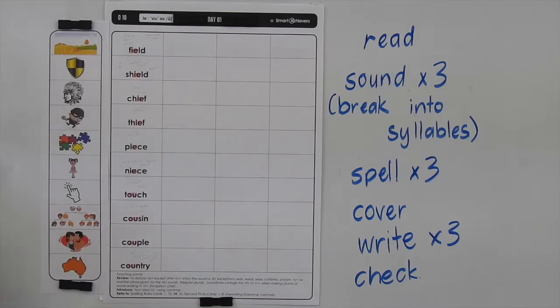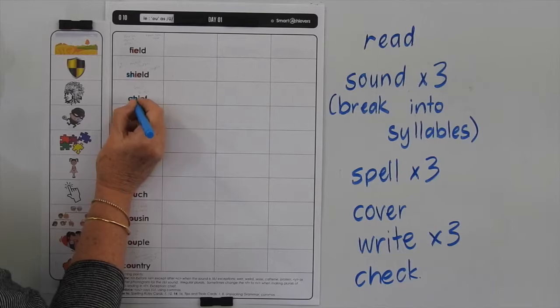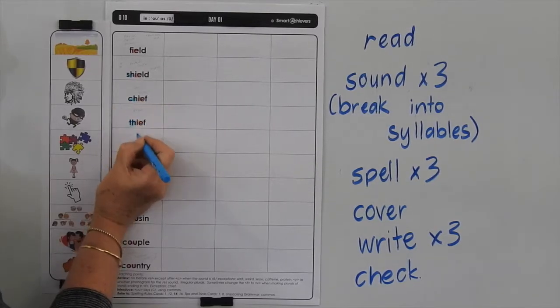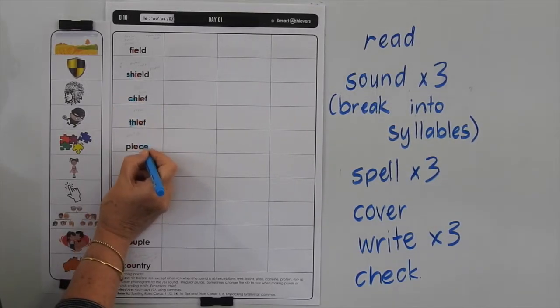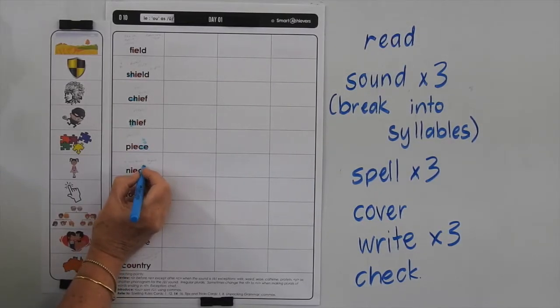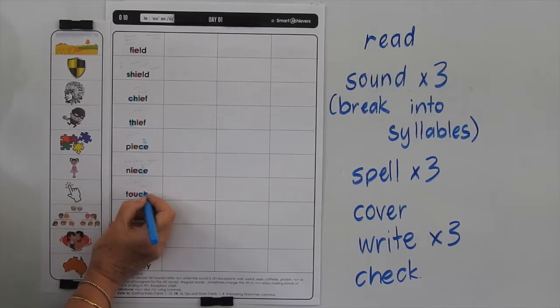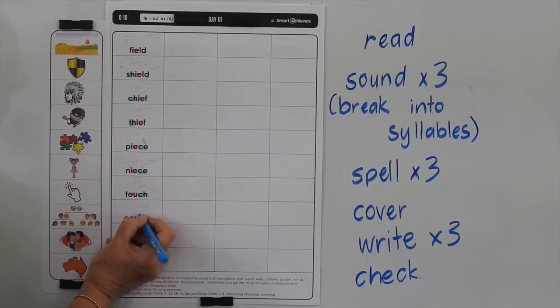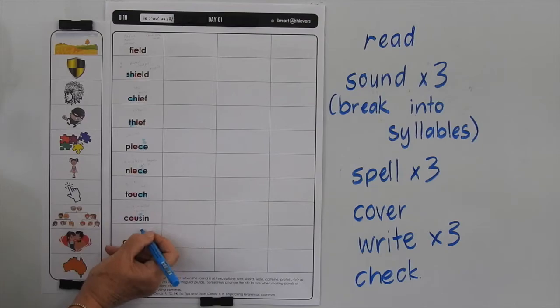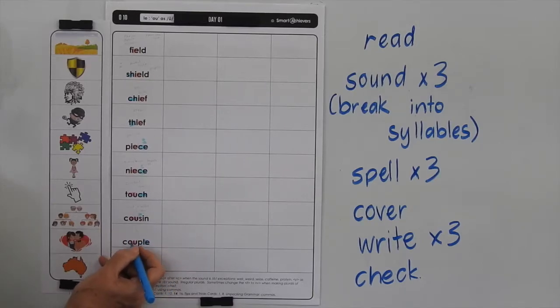Okay, let's go back and look at some of the other things we can see happening in these words. So we've got the SH for the sh sound, CH for the ch sound, TH for the th sound. We're using CE for s at the end of piece and niece, where the C and the E is making the C make its soft sound s. We've got CH on the end of touch. Cousin, the S there is making its z sound. Couple, P is a stop consonant, so we always use LE after a stop consonant.